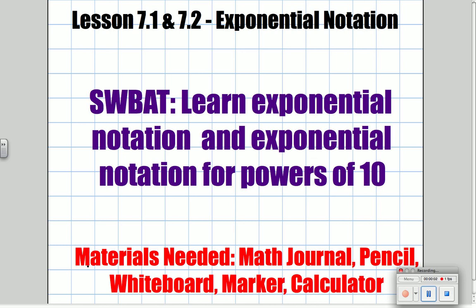Hello and welcome to lessons 7.1 and 7.2 on exponential notation. Our goal for today is that students will be able to learn exponential notation and exponential notation for powers of 10.